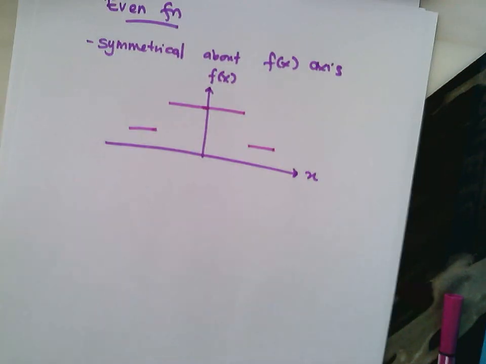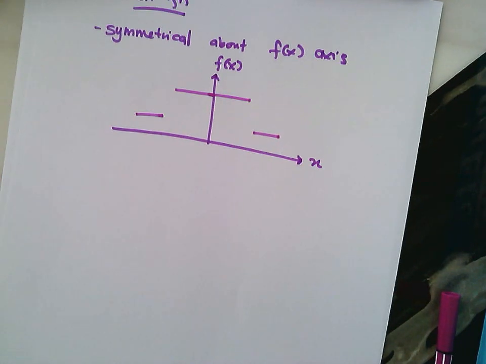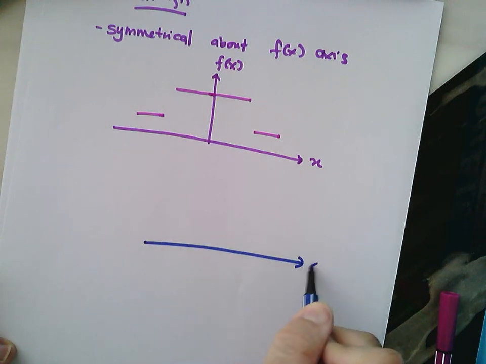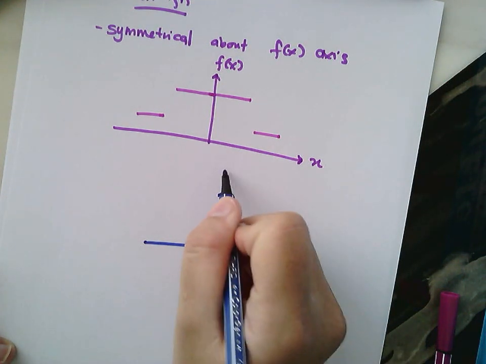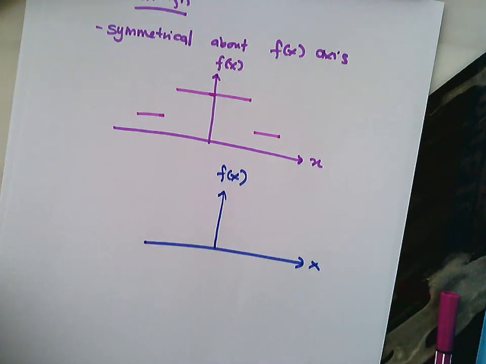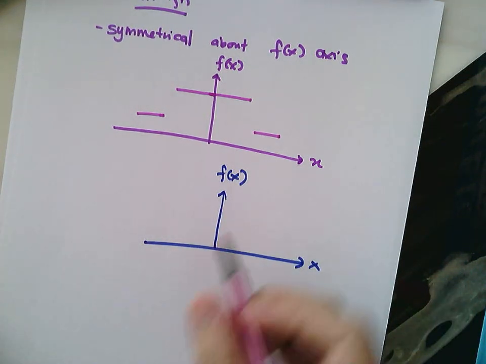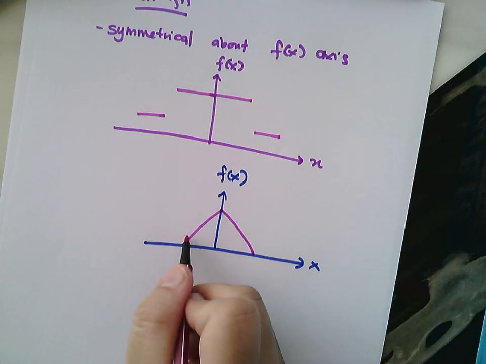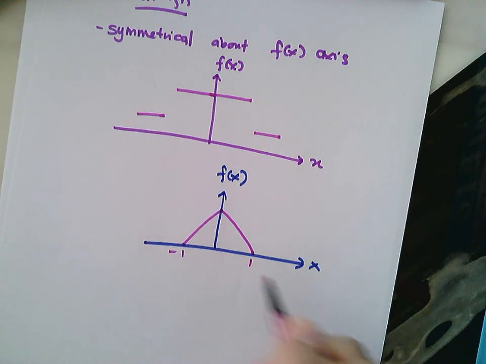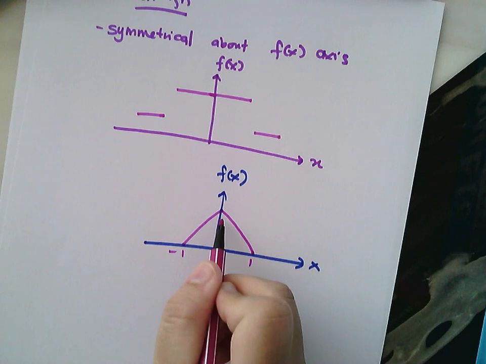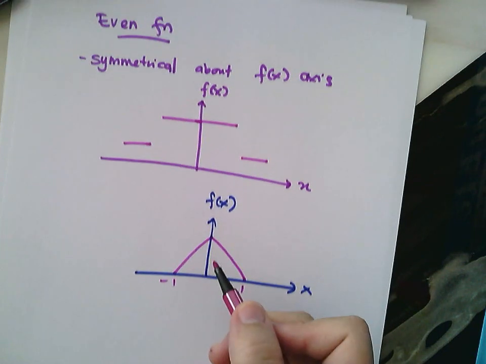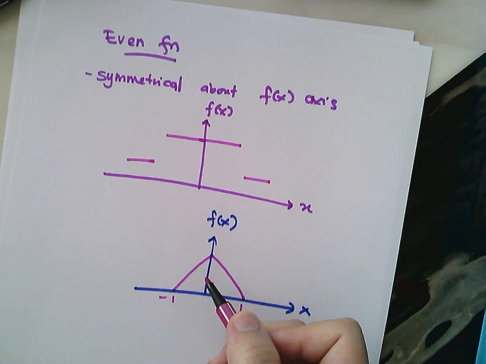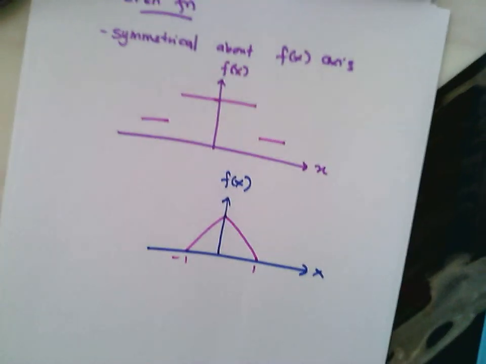Or another example is, let's say this is your x and this is your f(x), and you have this kind of graph. Okay, so let's say this is -1 and this is 1. Symmetrical about the f(x) axis. So therefore, this is an even function. Okay, so what is the condition for it to be an odd function?